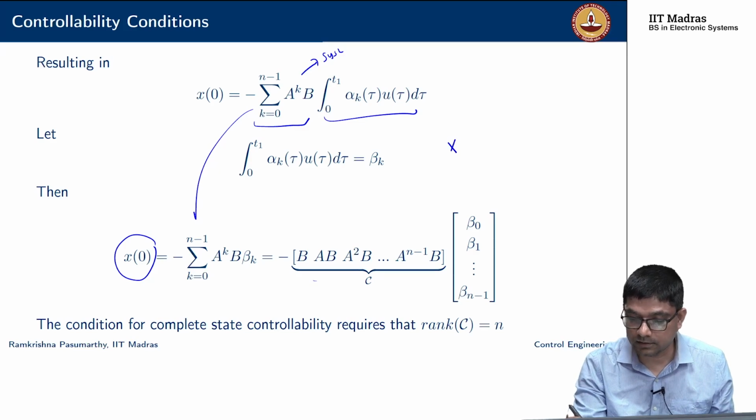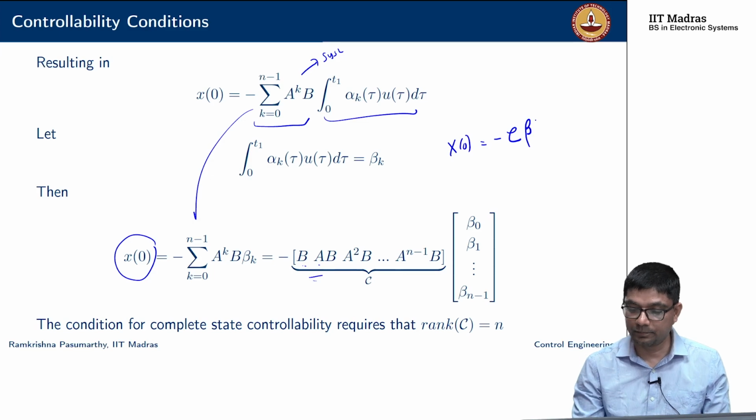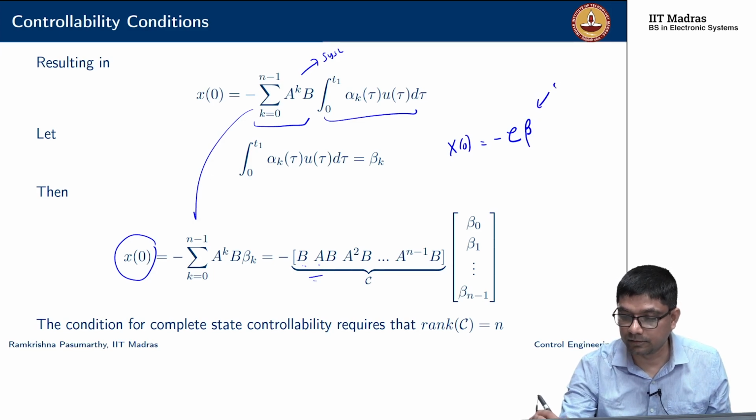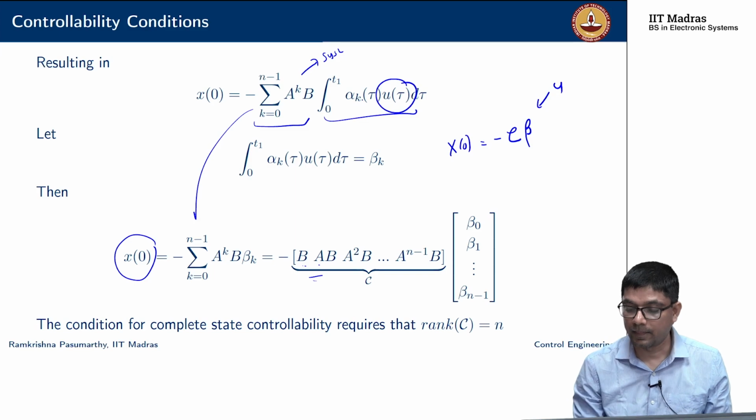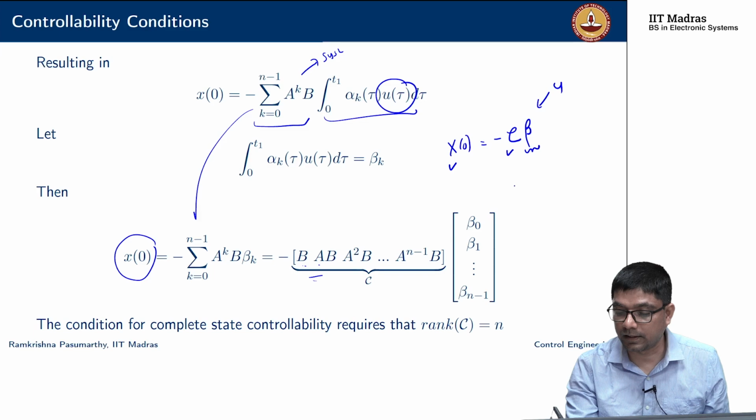So I now have x naught equal to negative of C times beta. C is just a matrix which I can compute. B is known, A is known, so I can always compute this matrix, and the u is sitting inside this beta. Now, when does a solution exist? This is known to me. This is known to me. I am just dealing with a single input, single output system. Beta is where my unknown sits. So I am looking at an equation C times beta equal to negative x0. So beta will exist if and only if C is invertible.